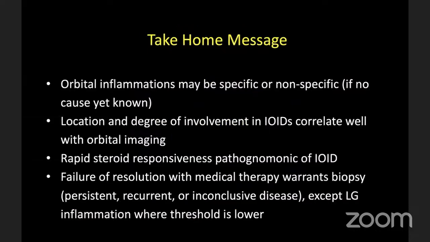So the important key features in general for non-specific orbital inflammations, or specific orbital inflammations which are non-infective, is to remember that they can have no specific cause, especially in cases of non-specific, but the location, like I said, and degree of involvement, it correlates very well with the orbital imaging. And the key to diagnosis would be rapid steroid response. So that is pathognomonic. When we say it is idiopathic and a trial of steroids is given and rapidly the clinical symptoms improve, then that would be pathognomonic.